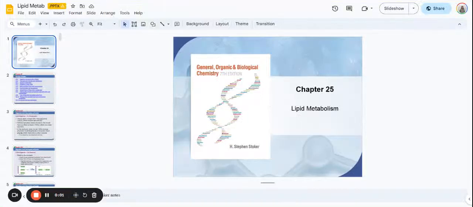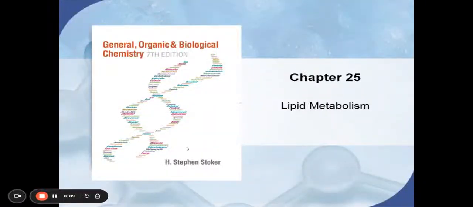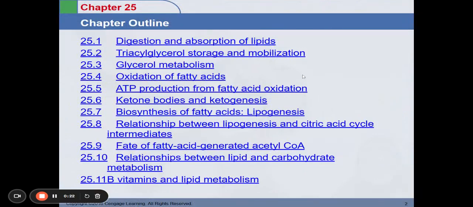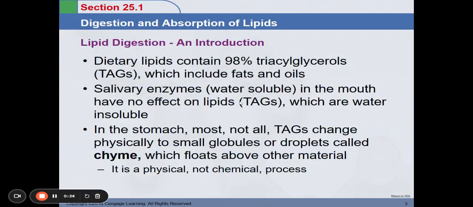Hello, everyone. So, for this discussion, we will be discussing chapter 25, Lipid Metabolism. My reference here is Stephen Stoker instead of Bettelheim, because the Bettelheim book has combined the carbohydrate, lipid, and protein metabolism. So, for this one, let's just discuss the following for lipid metabolism.